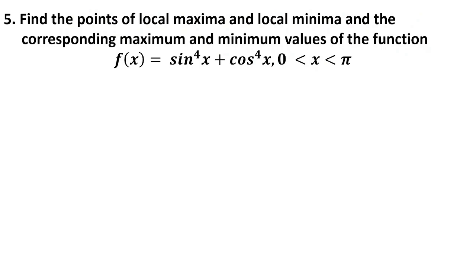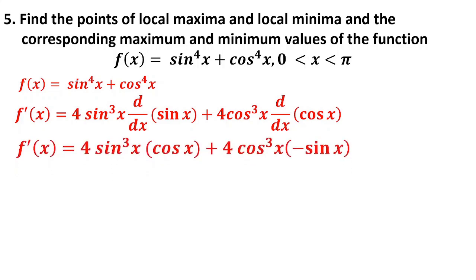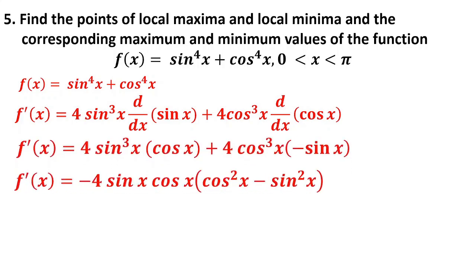Find the points of local maximum and local minima and the corresponding maximum and minimum values for f of x is sin power 4 x plus cos power 4 x. Very famous problem in CBSE. Here remember, after the first derivative you have to simplify, then only you will get the critical values. Let us see. Normal differentiation by chain rule: 4 sin cube x, and the differentiation of sin x is cos x; 4 cos cube x, and the differentiation of cos x is minus sin x. Or I write it as minus 4 sin x cos x.